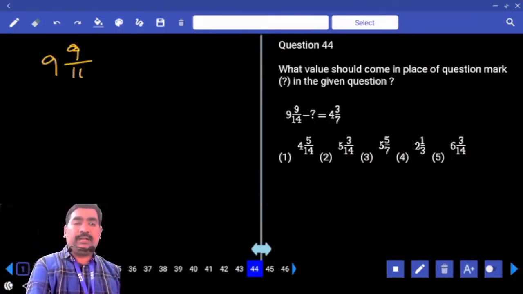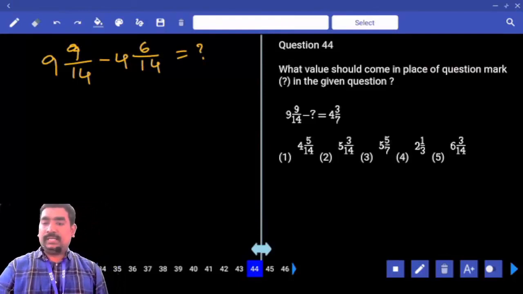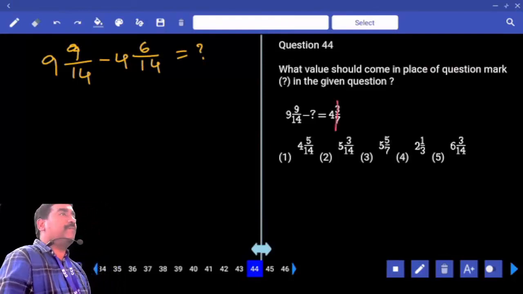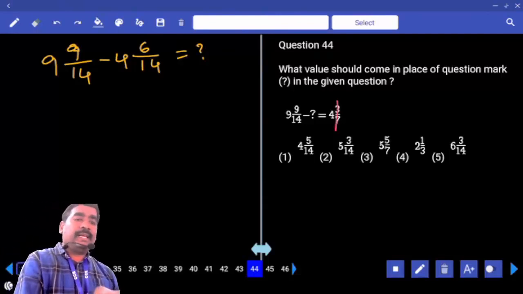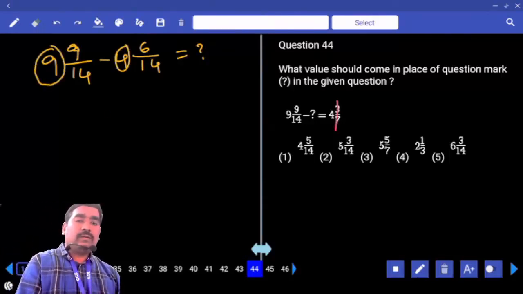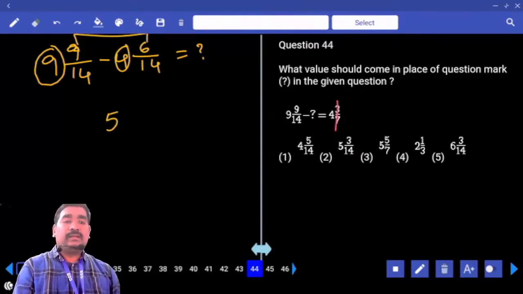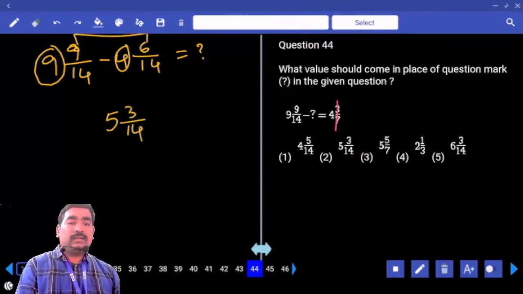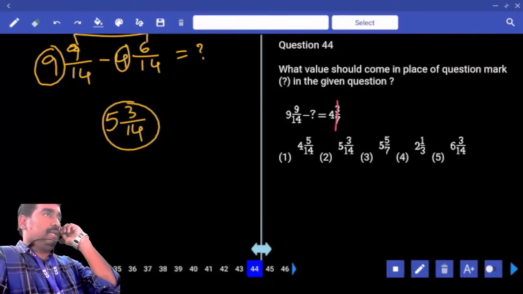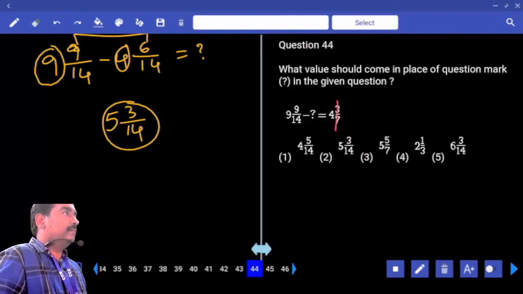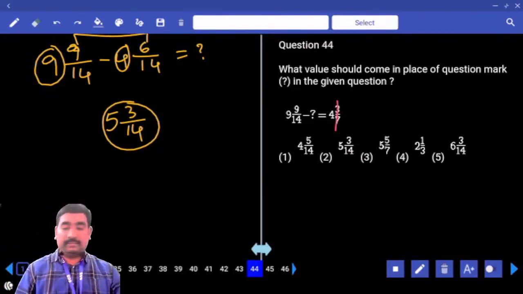9 by 14 minus 4 6 by 14 equal to question mark. 3 by 7 can be written as 6 by 14 or not? Multiply with 2 by 2. 9 minus 4 is 5. 9 by 14 minus 6 by 14. That's your answer. 5 3 by 14. Yes or no?